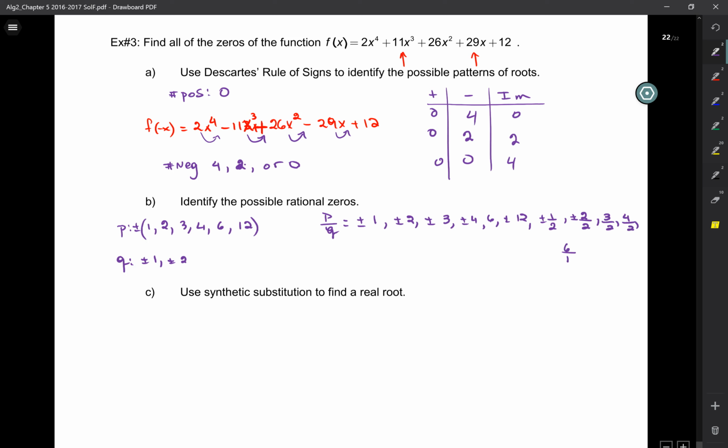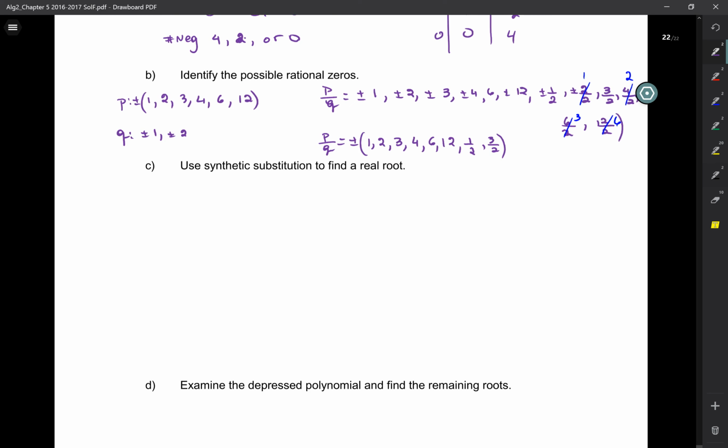Okay? Now, there are some that you could simplify. 2 over 2 becomes 1. 4 over 2 becomes 2. 6 over 2 becomes 3. That becomes 6. But they're repeating, so you don't have to write them again. So P over Q is plus or minus 1, 2, 3, 4, 6, 12, 1/2, and 3 over 2. Now, it says use synthetic substitution to find a real root, okay?